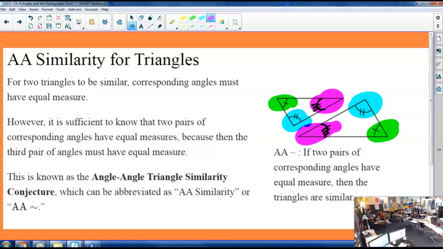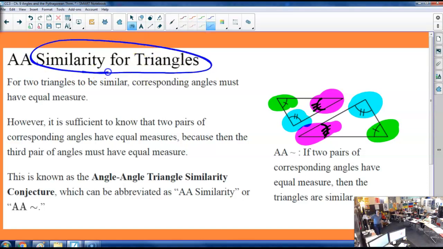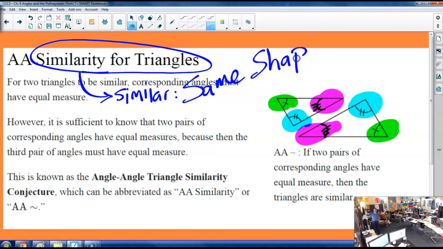What this tells us is the triangles have to be similar, which means what? What does similar mean? They're the same shape, different size. Yeah, same shape, you're absolutely right, but they could still be congruent. Same shape, different size.